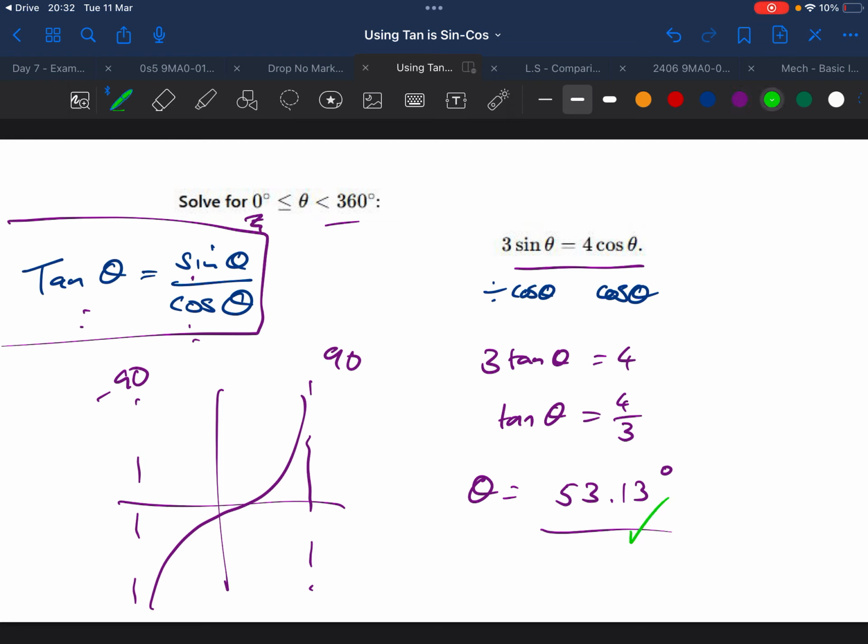However, we are interested in the next set of values as well. So our rule is going to be to add 180 degrees to get any other solutions, taking away sometimes as well. But here, adding on 180 gives us what? So 233.13 degrees. Two solutions in the domain is what we're looking for.